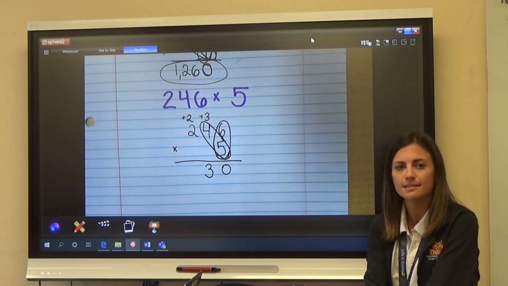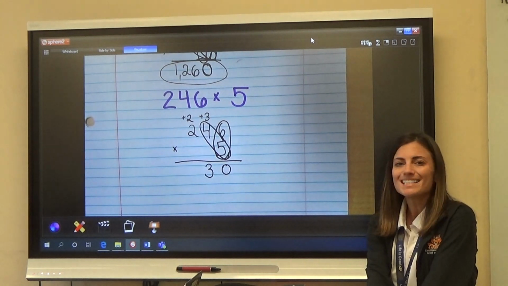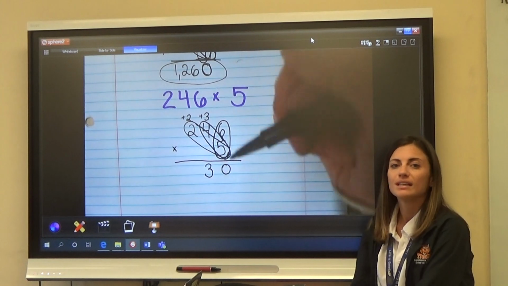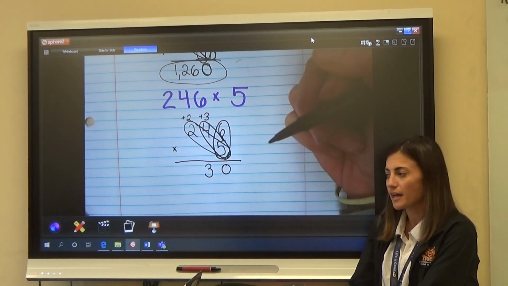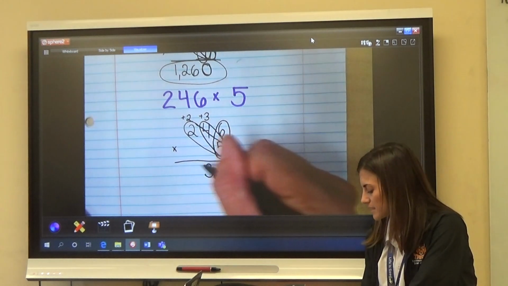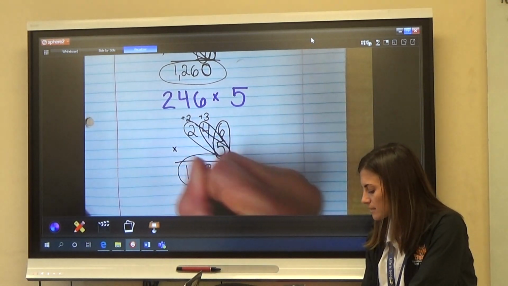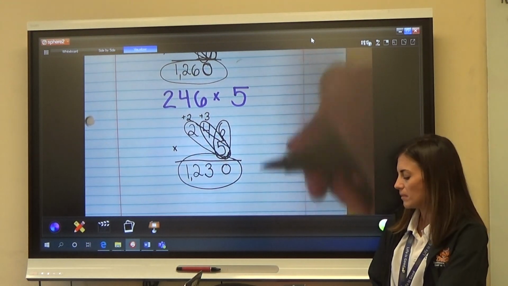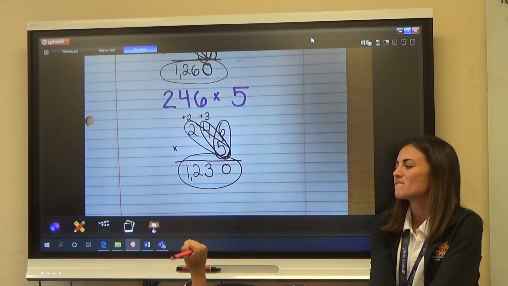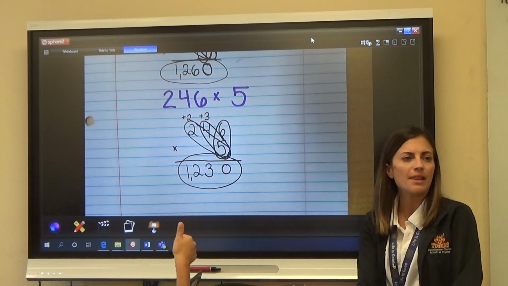So far, so good, class? Yes. Okay, hopefully you're doing just as well at home. My last step is to multiply 2 times 5. 2 times 5 gives me what product? 10. And then I have to add in my 2. So that's going to become 12. So our final product, using our standard algorithm, is 1,230.